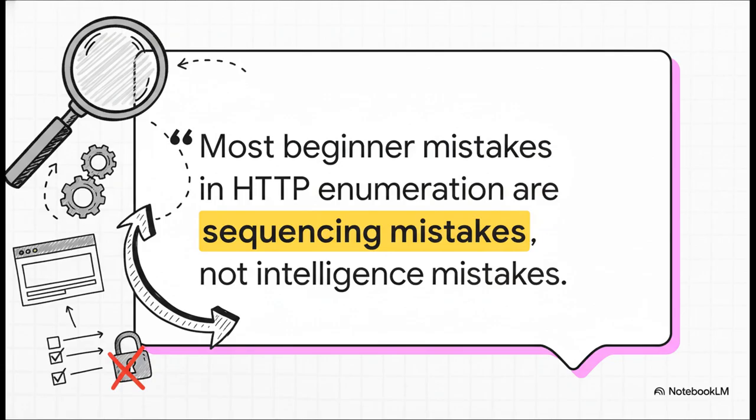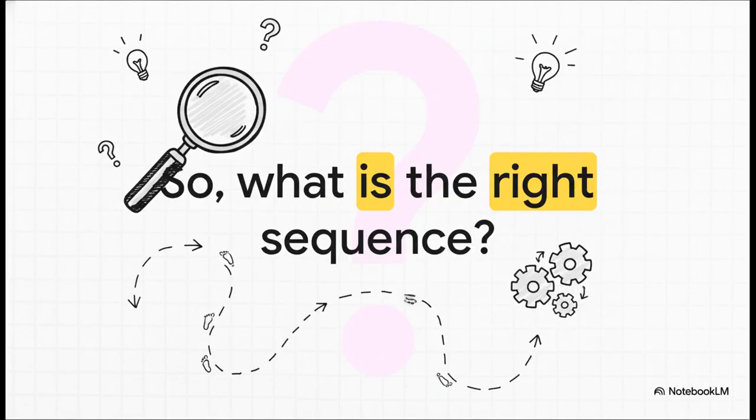They're running a massive directory scan before they've even glanced at the headers. Or they're looking for niche software vulnerabilities before they have any idea what software is even running. The what is important, sure, but the when is everything. Which of course brings us to the million-dollar question. What is the right sequence? How do we take this detective mindset and turn it into a process we can use every single time?